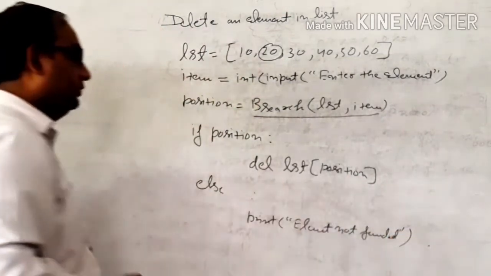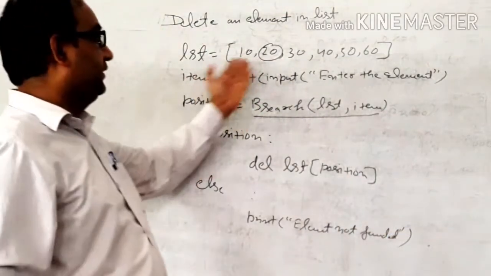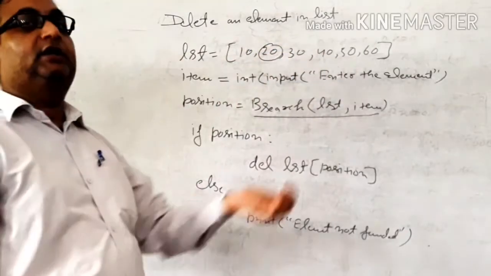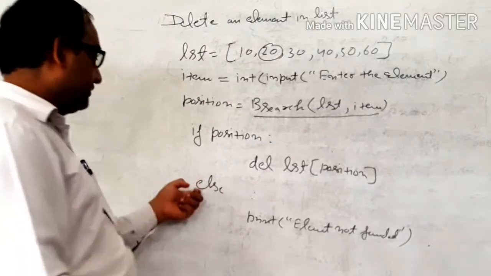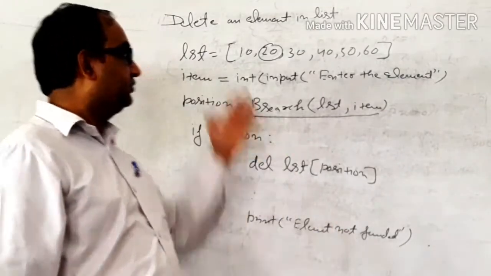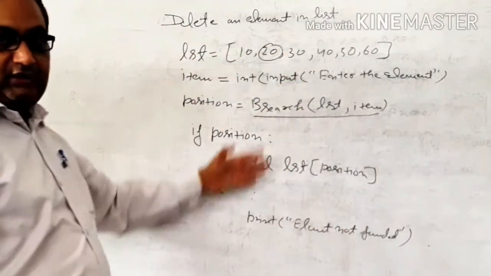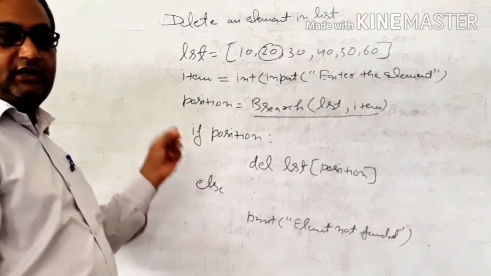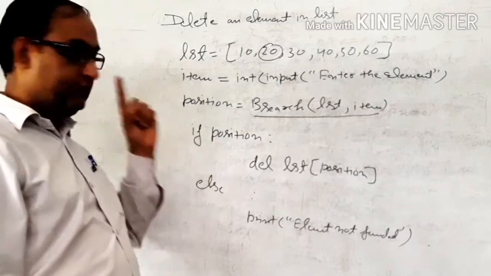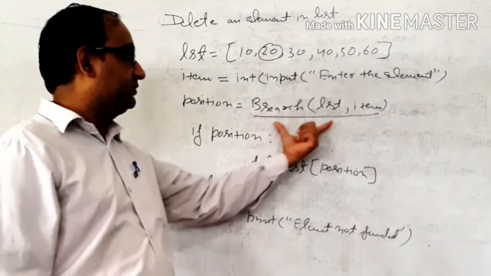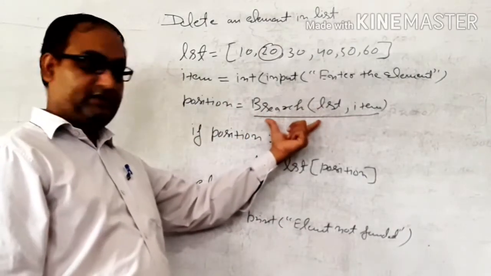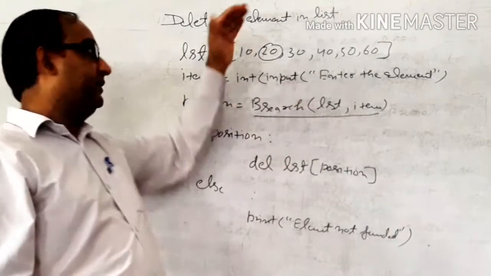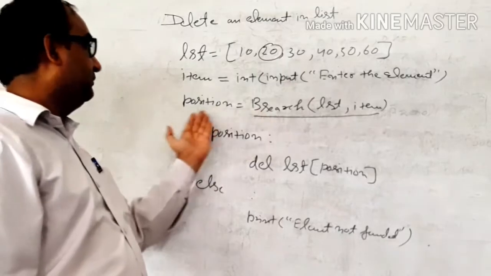Otherwise, if there is no element, if my element is 70, the binary search will return false, so it goes to the else, and the element is not found. So that is a very easy program through which you can delete the element in the list. Keep in mind the binary search function. I have not written the body here; we have already discussed the binary search. The binary search searches for the element and then returns the position.